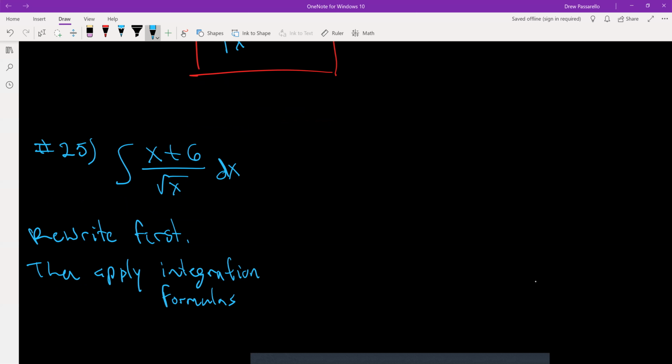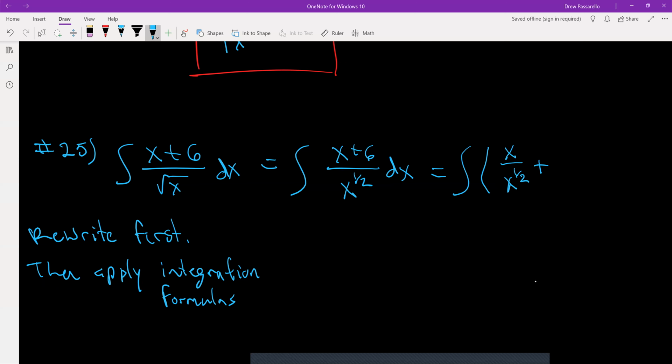We know the square root of x is x to the 1/2. So this would be x plus 6 over x to the 1/2. And by fractions, we can decompose this into two fractions where they both have x to the 1/2 in the denominator. So it would be x over x to the 1/2 plus 6 over x to the 1/2, and then dx.